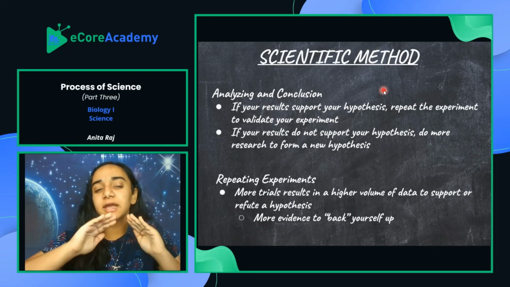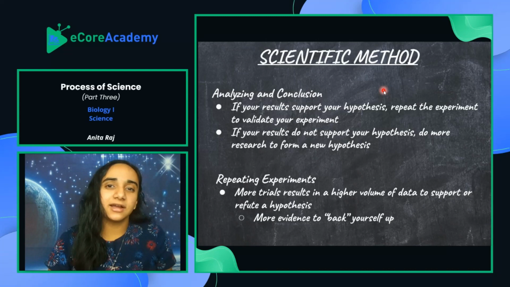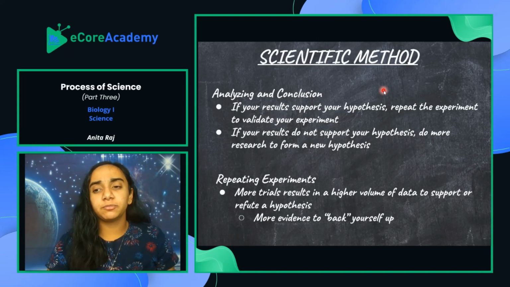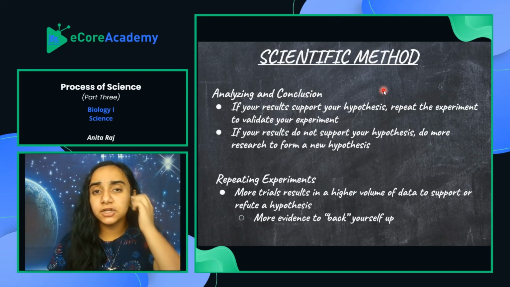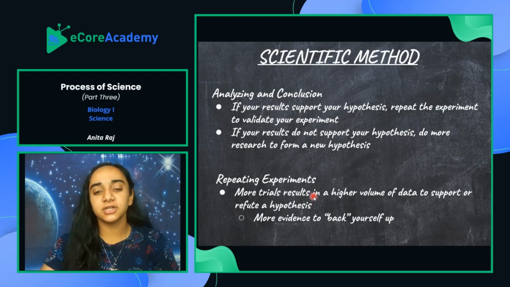You don't want to just say, I'm correct, my hypothesis is correct, period, this is done. That's not how science works, and that's just not the nature of the scientific method and experimentation. What you want to do is repeat the experiment to validate your experiment. So you want to do as many trials as possible, because I'm going to talk about it down here with repeating trials. Actually, I'll talk about it right now.